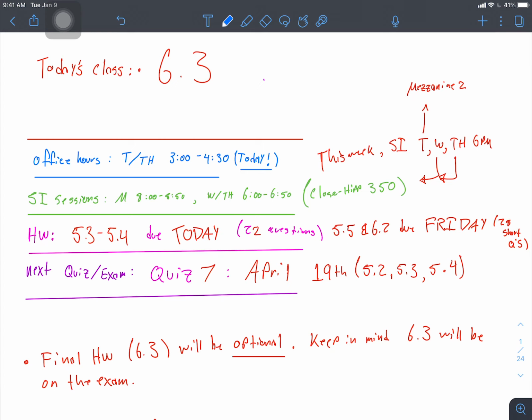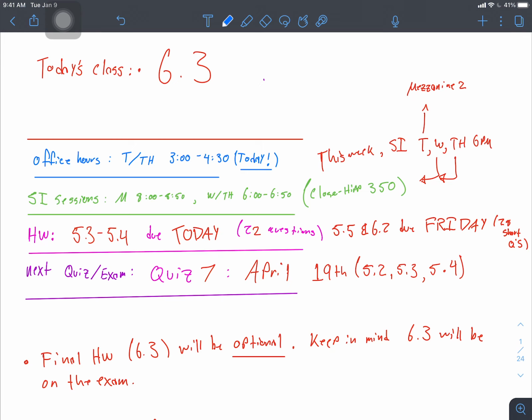Homework-wise, I posted a homework a while ago, which is going to be due this Friday. It's on 5.5 and 6.2, and it's 28 questions, but most of them are short. Like the last 15 or 20 of them are all just like basic antiderivatives. They shouldn't take you too long. But if you struggle to meet that deadline, then just email me. I'll extend it for you. It's fine.